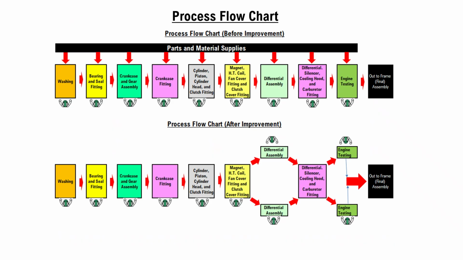This is the process flow chart. This is on the same process sheets, from station number 1, that is washing, and passing through all these processes in the production line, passing through engine testing. It is delivered to the final assembly line, that is the frame assembly line. This is the situation before improvement.